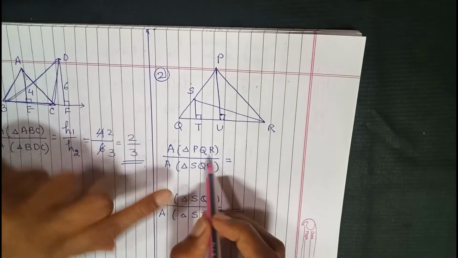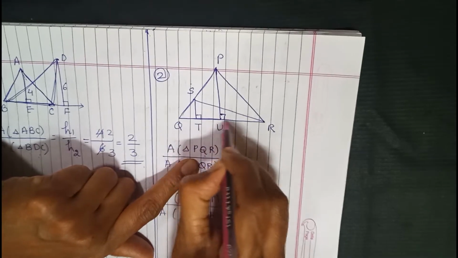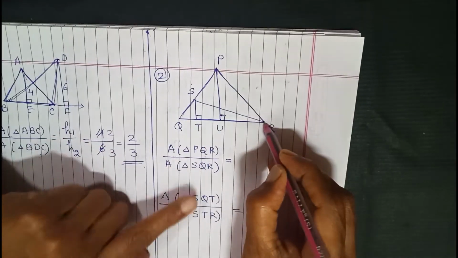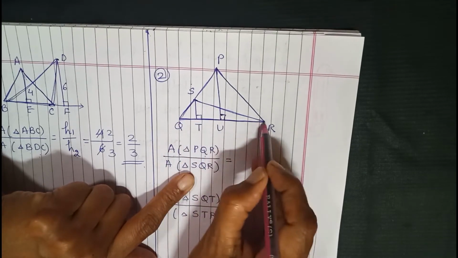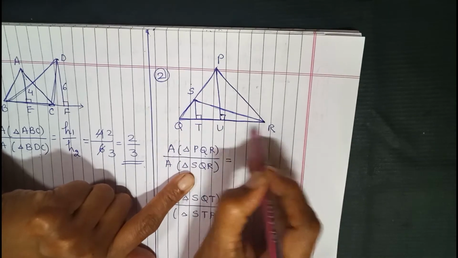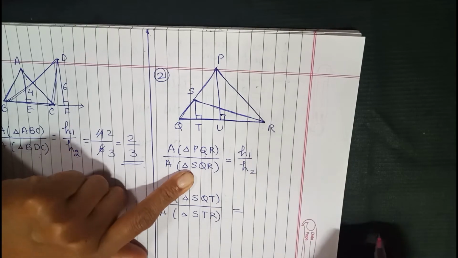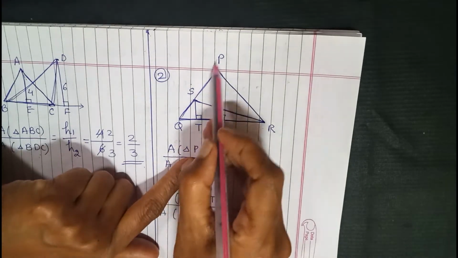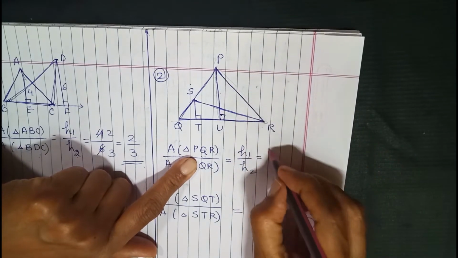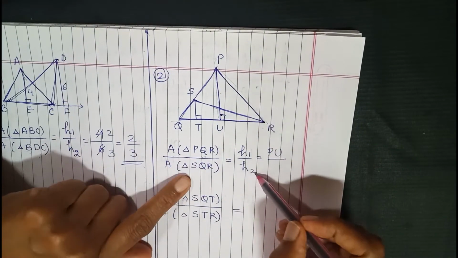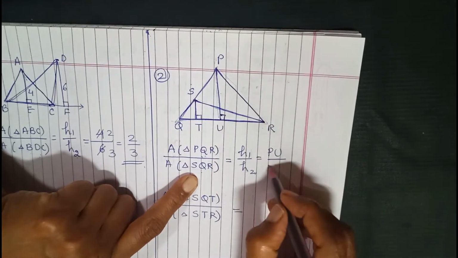Now here also, let's first try to locate this triangle in the diagram, PQR. So this is PQR, right? Next is SQR. Now here you can see both the triangles have a common base QR. So again the formula that we will be using is only H1 upon H2. Now for triangle PQR, what is the height? PU. No value is given, so we will write it as PU. And H2 is the height of the triangle SQR, and that height is ST here.